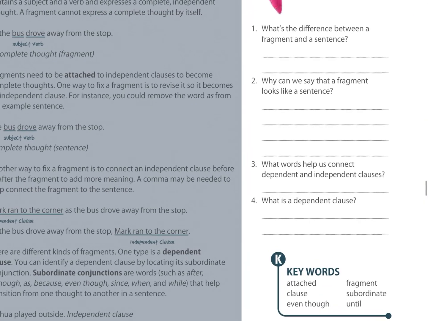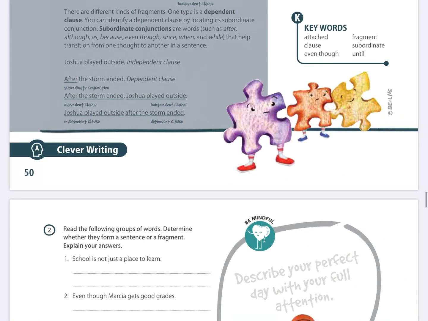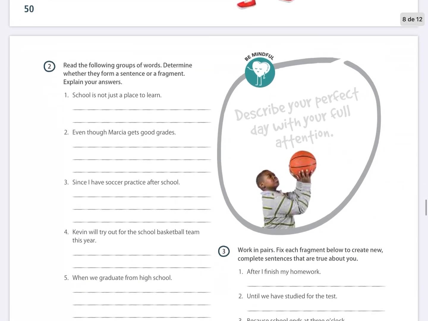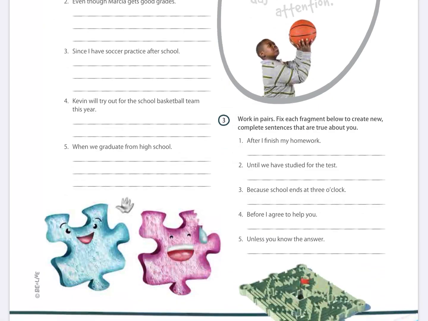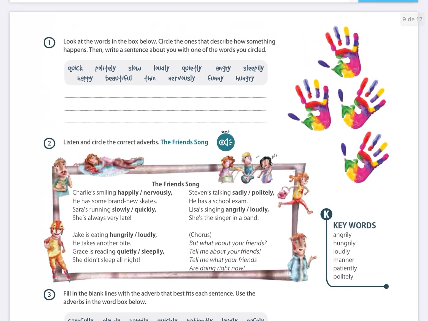We are going to do the exercises that we have here, and we are going to make some examples. Then we are going to read the following groups of words and determine if they are sentences or fragments. We are going to work in groups or pairs in class. We are going to analyze these fragments or sentences, and create a new sentence based on the examples that we have. Then we have to look at these words and circle the ones that describe how something happens, and we are going to write sentences with them.